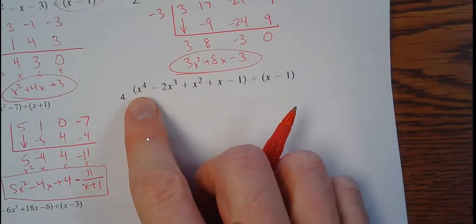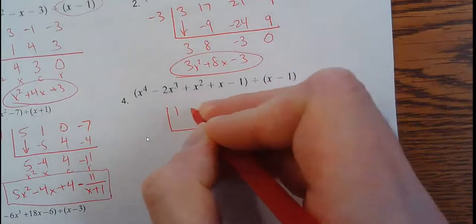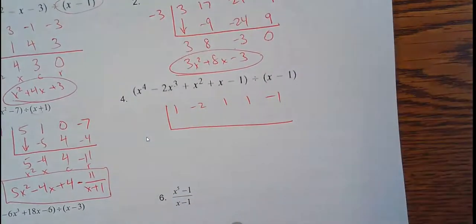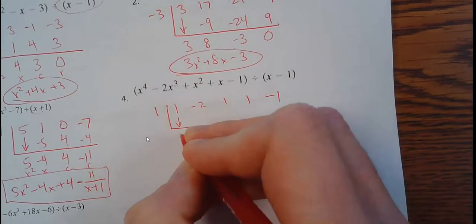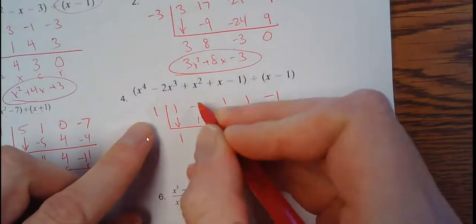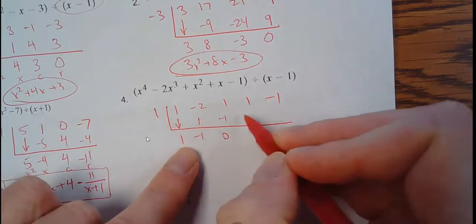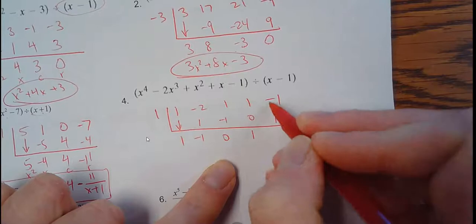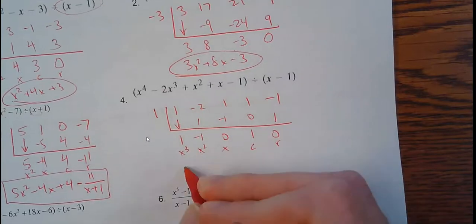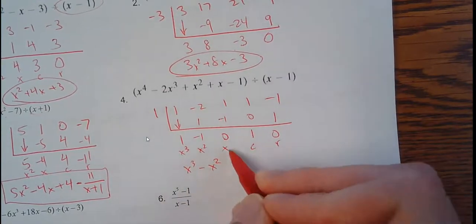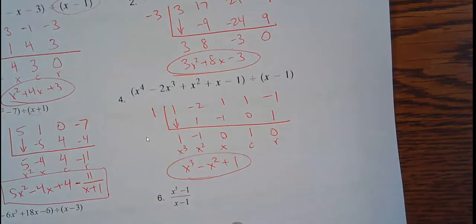Okay, up here, x to the fourth, x cubed, x squared, x, and 1, so nothing missing. So 1, -2, 1, 1, -1. What makes this equal 0? 1. Okay, so drop the first one down. Now start multiplying that, and so 1 times 1 is 1, add straight down. -1 times 1 is -1, add straight down. Multiply 0, add straight down, 1. So remainder, constant, x, x squared, x cubed. So this would be x cubed minus x squared. There's no x's, there's no reason to write that, plus 1. And the remainder was 0.